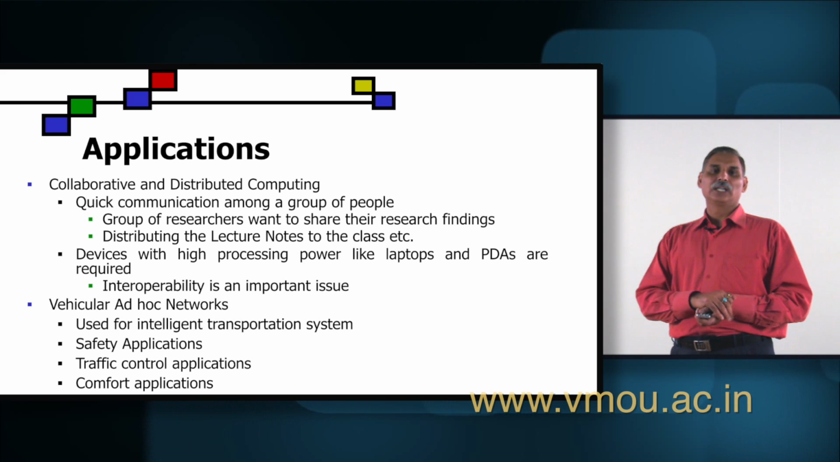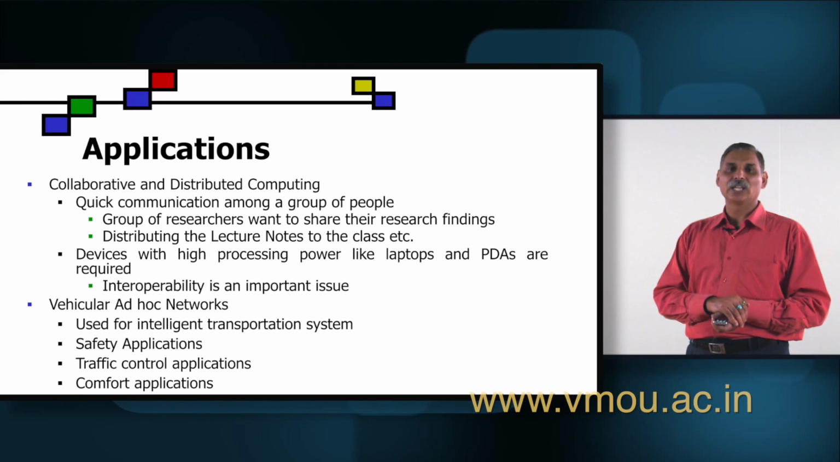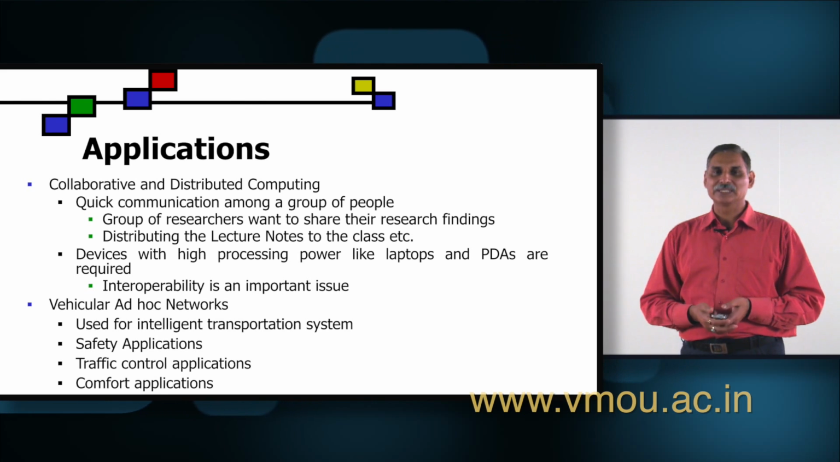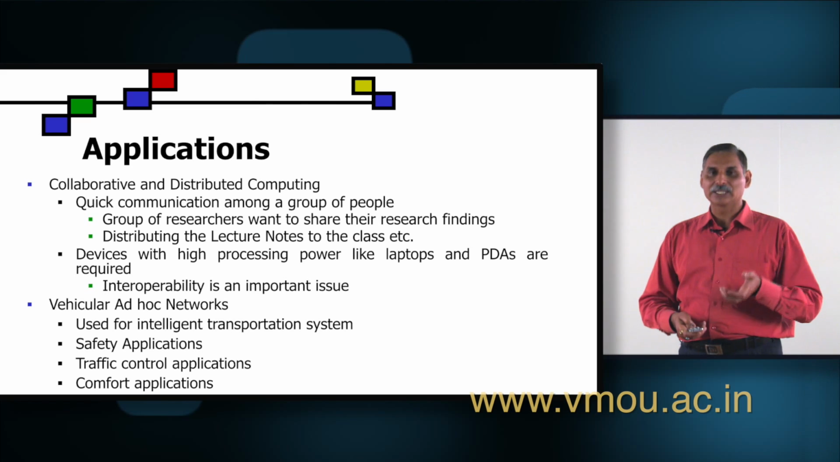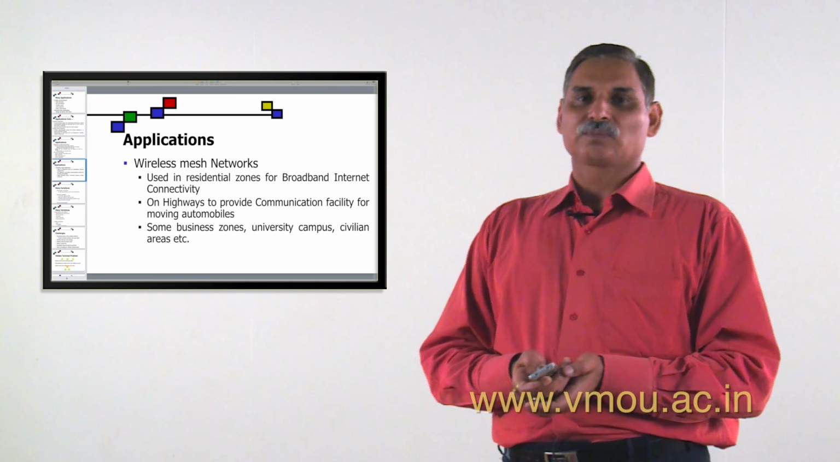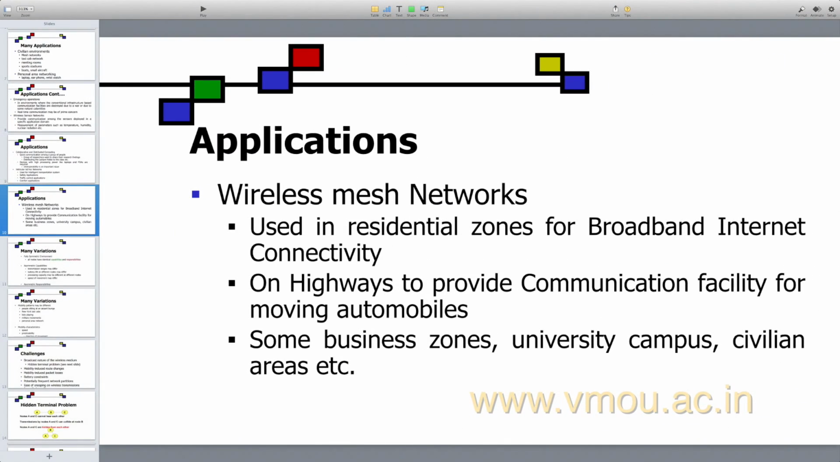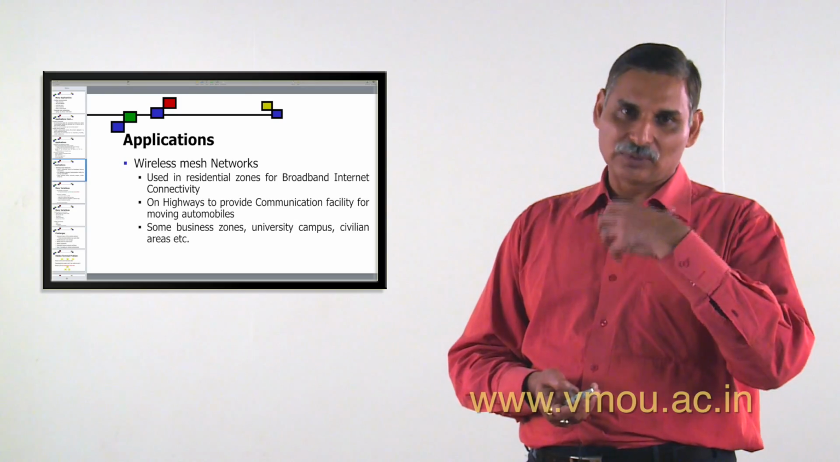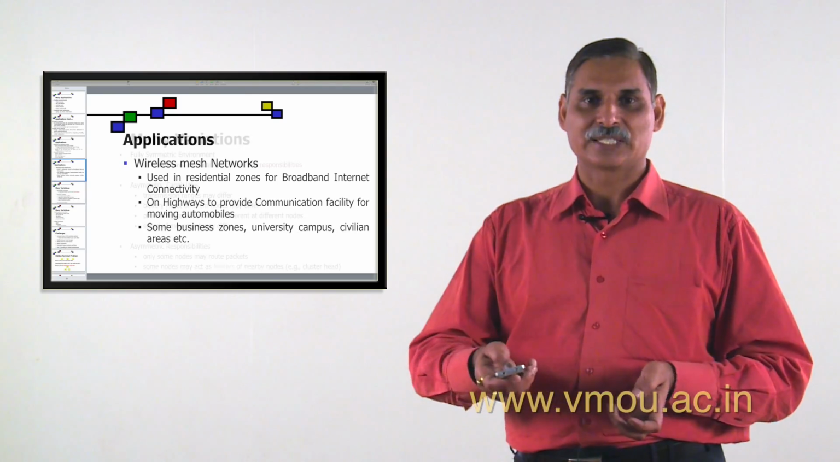Another important application is vehicular ad hoc networks. They are used for intelligent transportation systems, safety applications, traffic control applications, and comfort applications. Here the vehicles themselves will act like devices. Another application is wireless mesh networks used in residential zones for broadband internet connectivity, on highways for providing communication facility for moving automobiles, in some business zones, university campuses, and civilian areas. There we use wireless mesh networks, where we use mesh connectivity among the wireless devices.